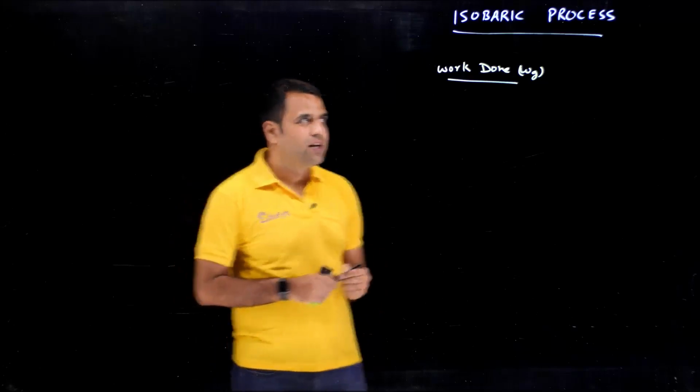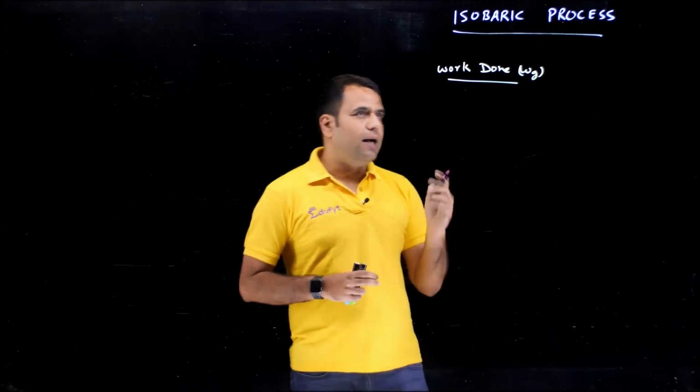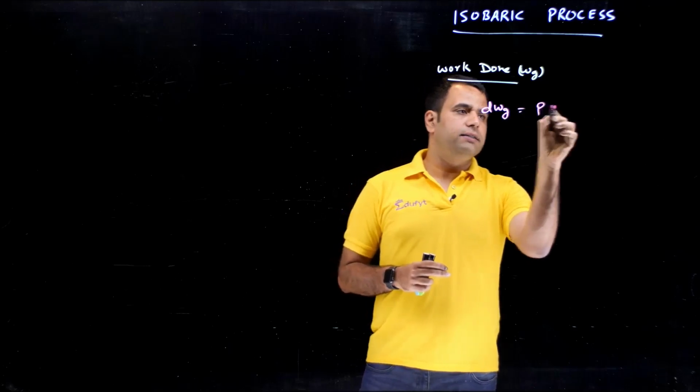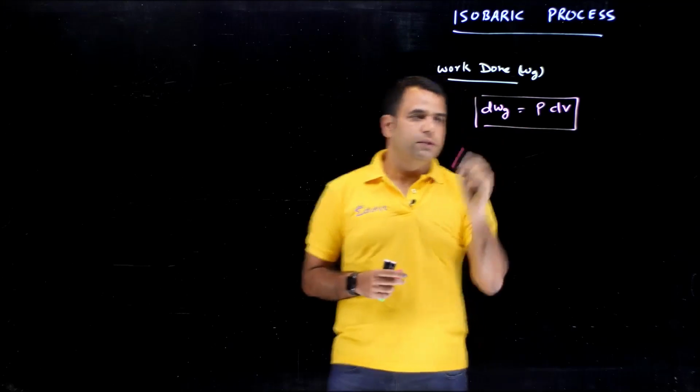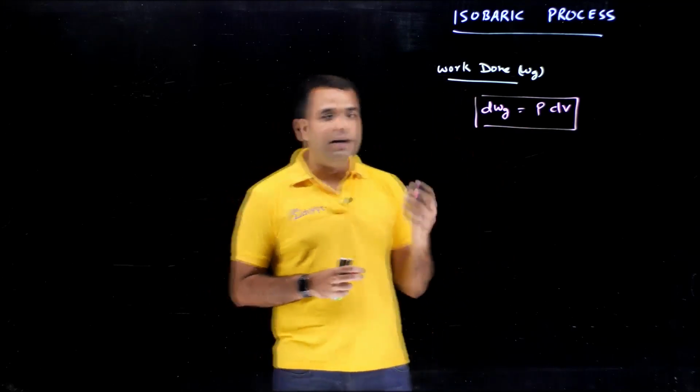Hello. Now we will calculate the work done in an isobaric process. As you know, the formula for work done is PdV. This is for the closed process. And for the isobaric process, we already have the relationship, the analytical formula.